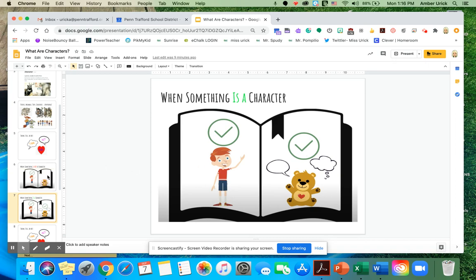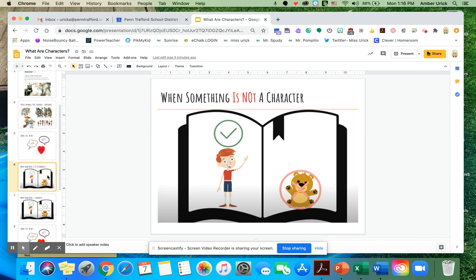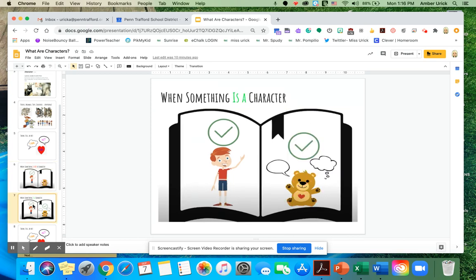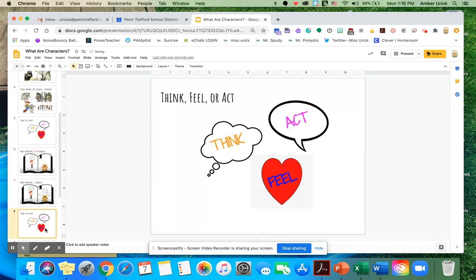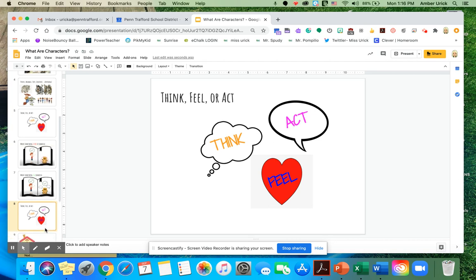So when you are not a character, you cannot think, you cannot feel, and you cannot act. When you are a character, you can think, you can feel, and you can act. One more time, do you see it? I know I'm saying the same thing over and over again. You can think, you can feel, you can act when you are a character.